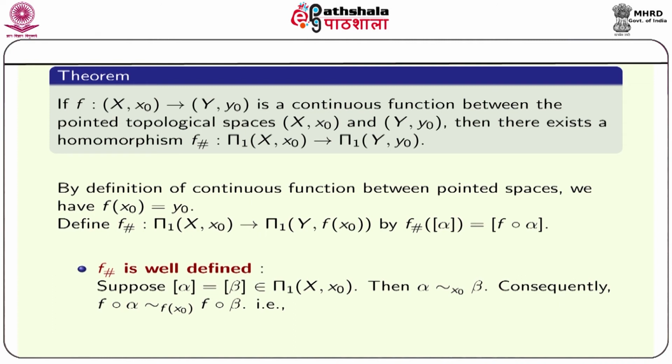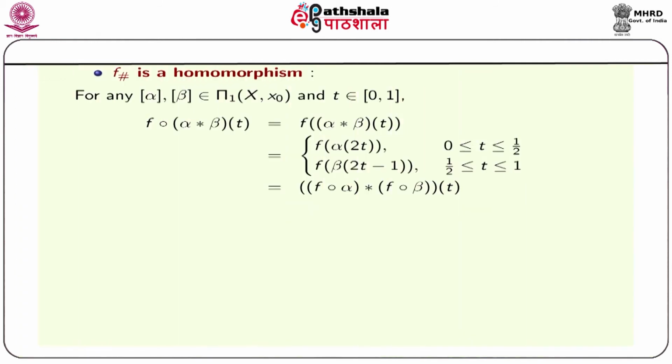Consequently, F composed alpha is path homotopic to F composed beta. That is, F sharp of class alpha is equal to class of F composed alpha, which is equal to class of F composed beta, and that is equal to F sharp of class beta. Our next claim is that this F sharp is a homomorphism.